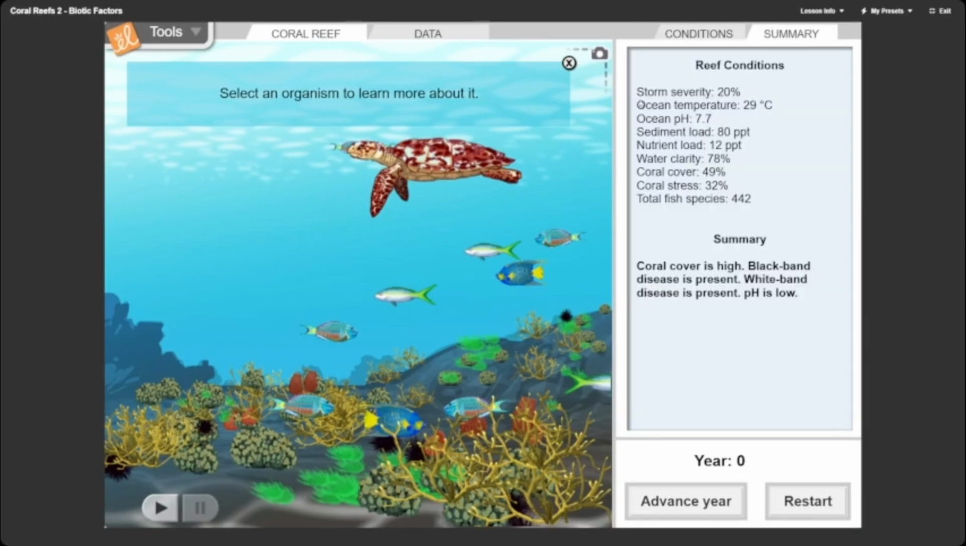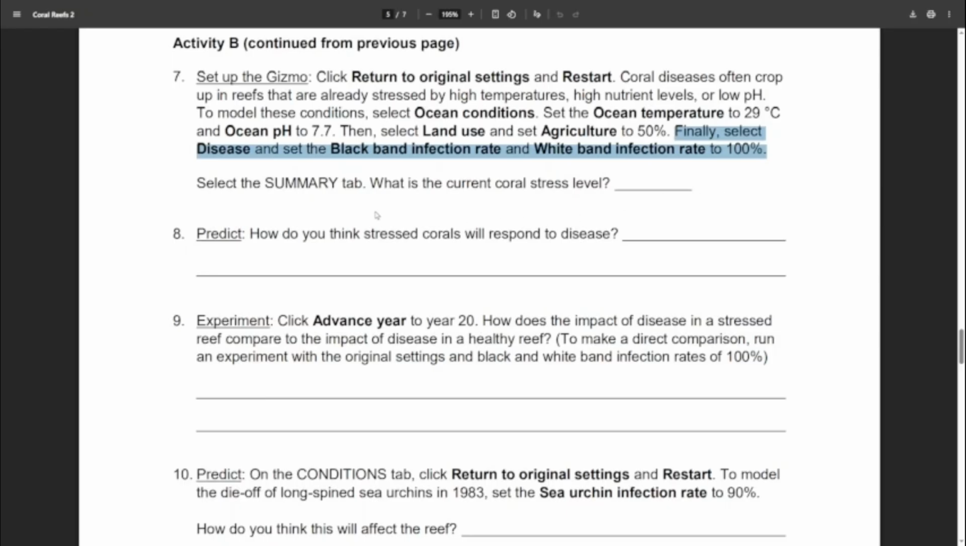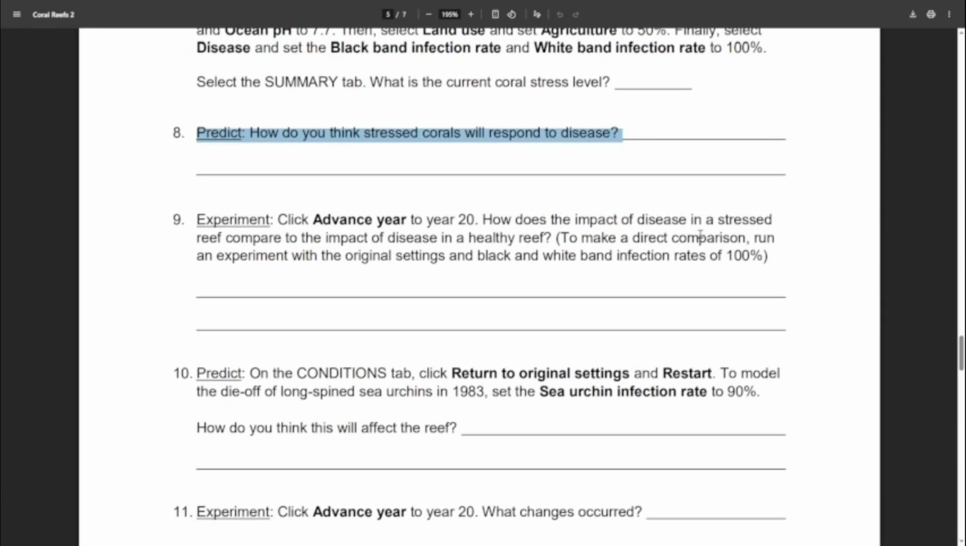So you're looking here, down. So the coral stress level is what you're looking for right here. Predict. How do you think the stressed corals will respond to the disease? So that's your thinking. You do not need to know this as long as you're writing something that makes sense. That's all it's looking for.